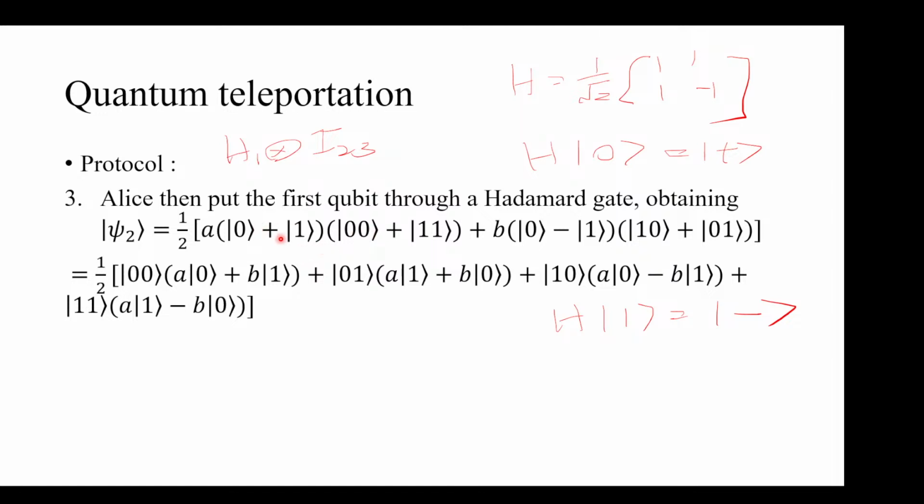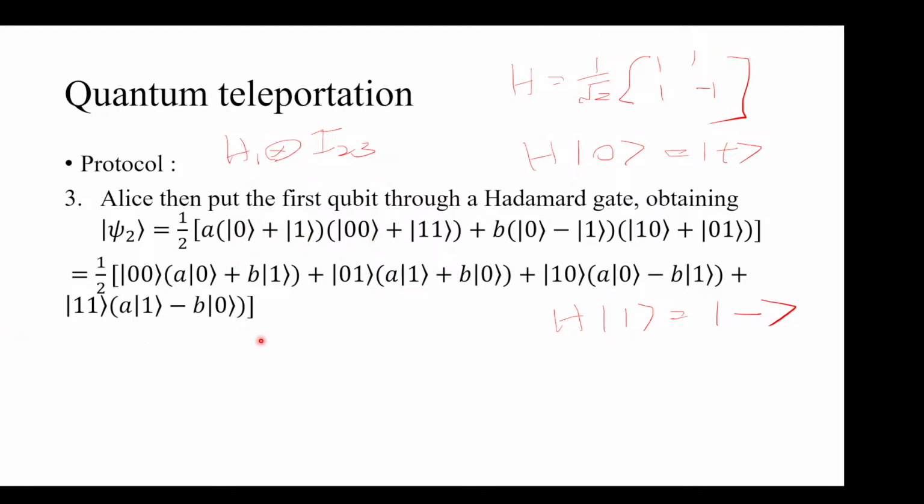And we reorder things, because we know the next step we are going to measure the first 2 qubits. So we group together, we sort those things by what is on the first 2 qubits. So the first 2 qubits can have 4 possibilities. It can be 0, 0, 0, 1, 1, 0, and 1, 1. So we group them together.